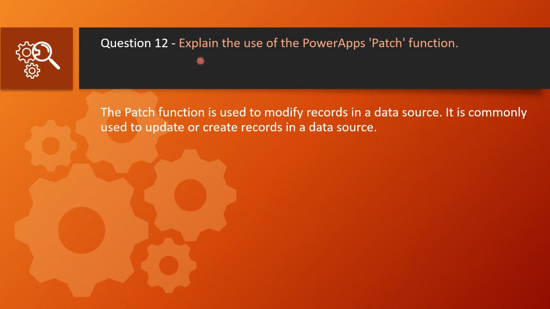Question number 12 is, explain the use of the Power Apps Patch function. The Patch function is used to modify records in a data source. It is commonly used to update or create a record in a data source.